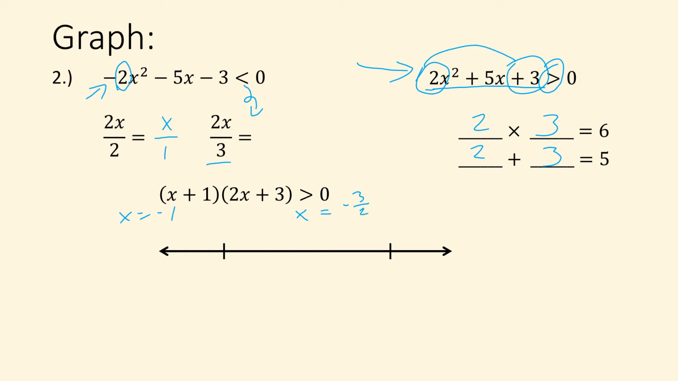All right, smaller one goes on the left: negative 3 over 2, negative 1. Now we want to draw in our circles. So we have, because we switched the sign, greater than, empty circles. Remember, greater than, great-or than, is the outsides.